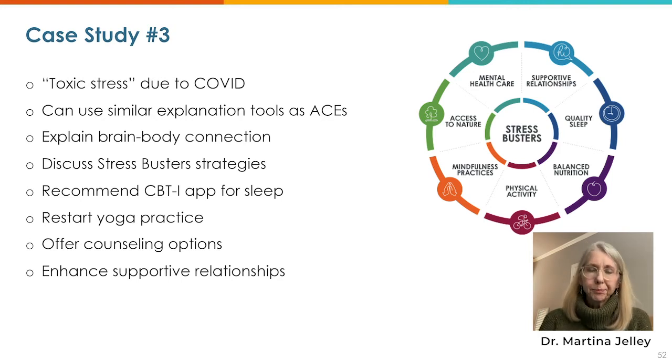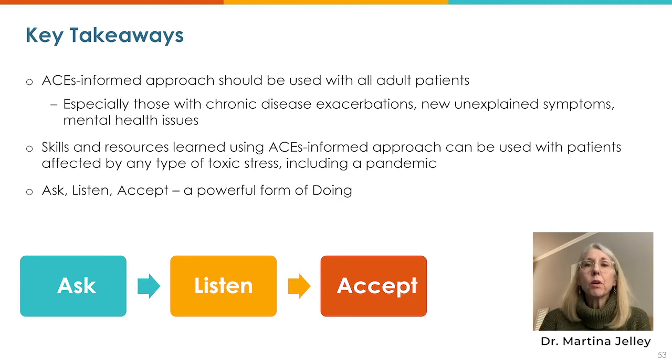So what are the key takeaways? An ACEs-informed approach should be used with all adult patients, especially those who you're seeing for chronic disease exacerbations, new unexplained symptoms, and mental health issues. So the skills and the resources that are learned from an ACEs-informed approach can be used with patients affected by any kind of toxic stress, including a pandemic. So our approach to asking about trauma, asking about what's going on in patients' lives, listening, and accepting those as what may be really going on with the patient's health concerns, is really a powerful form of doing that can help a lot of your patients now and after the pandemic.